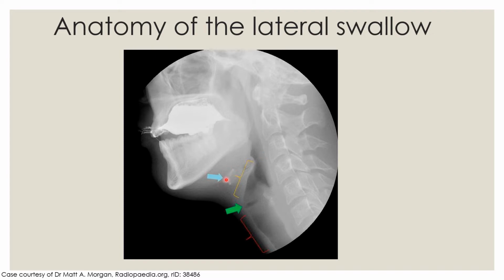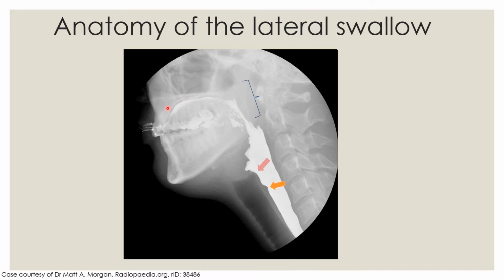This is the hyoid bone in the blue arrow. We have the laryngeal vestibule with the yellow bracket. This green arrow just represents some air, so you can see a bit of black density here, a bit of air in the laryngeal ventricle between the true and false vocal cords, and that's quite difficult to appreciate on the lateral view. And the red bracket represents the proximal aspect of the trachea.